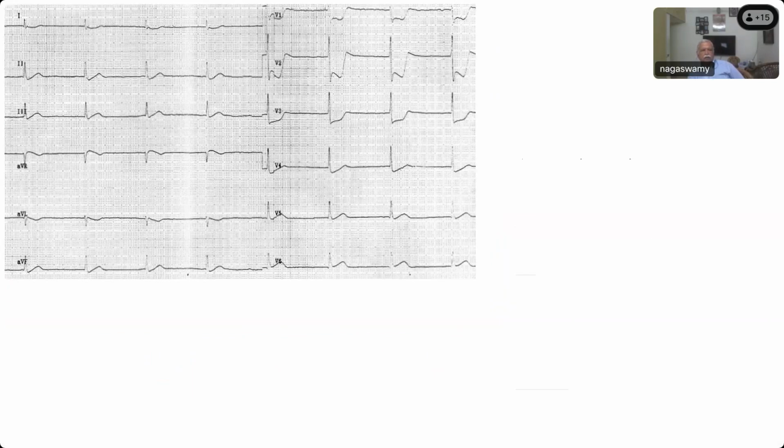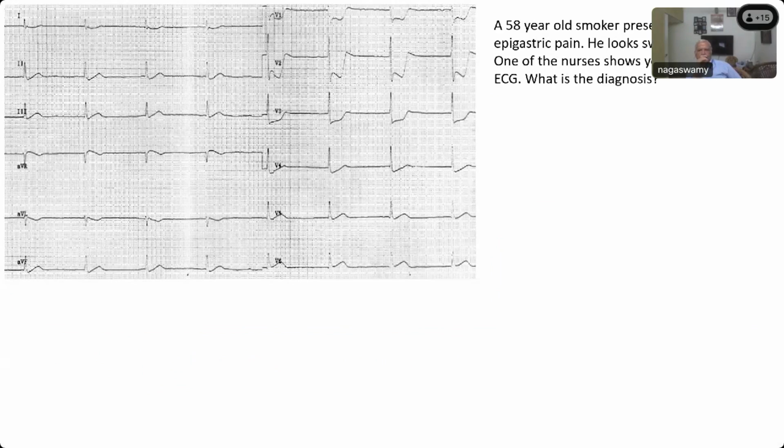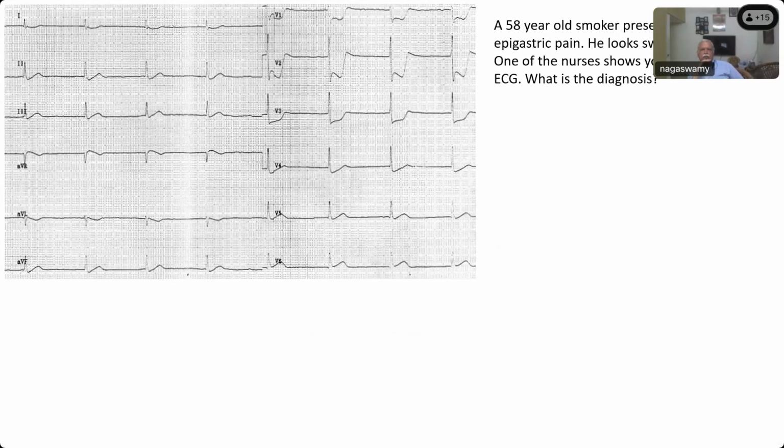Now another similar ECG interpretation question. Here again, a 58-year-old smoker presents with tight epigastric pain. He looks sweaty and unwell. One of the nurses shows you his routine ECG. What is the diagnosis? Anteroseptal MI with acute pericarditis. Just now I told you go for the routine interpretation of rate, rhythm, PR interval, QRS like that. Immediately you are trying to jump into the diagnosis.